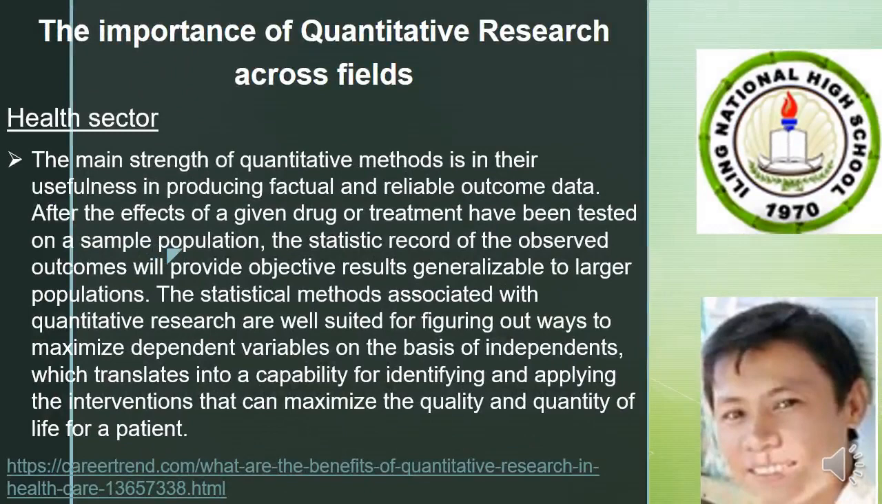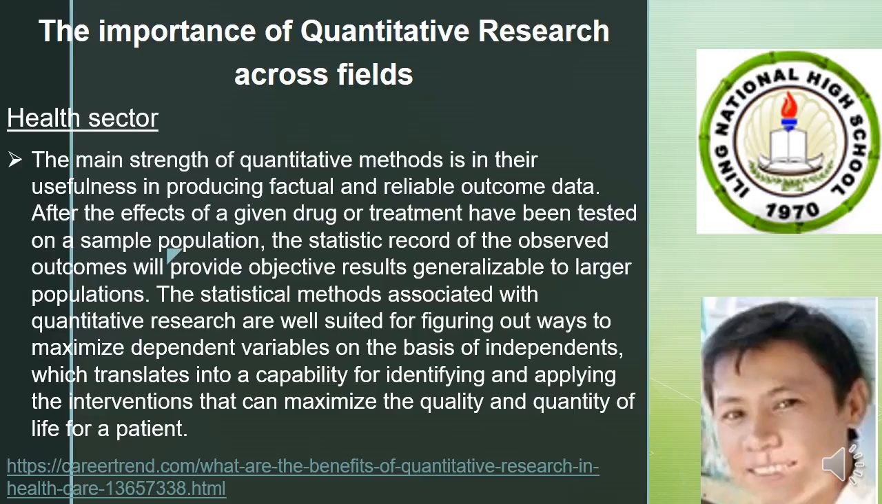Then the main strength of quantitative methods is in their usefulness in producing factual and reliable outcome data. So dahil nga mga numbers mas reliable sila, no? Mas madaling maintindihan. After the effects of a given drug or treatment have been tested on a sample population.